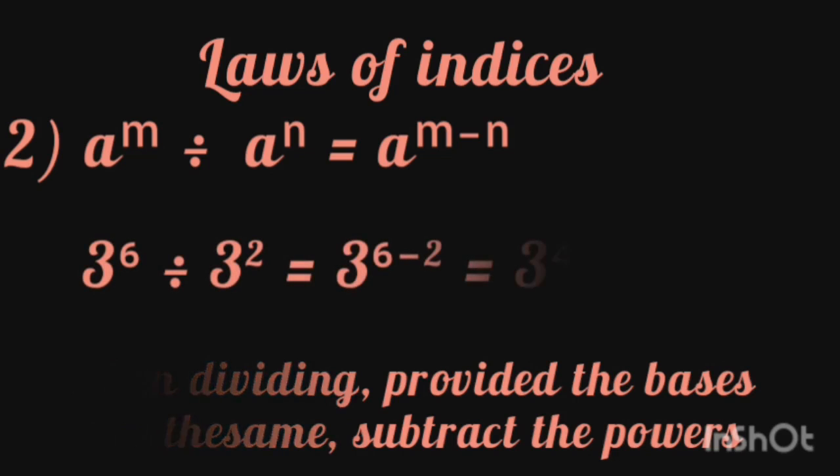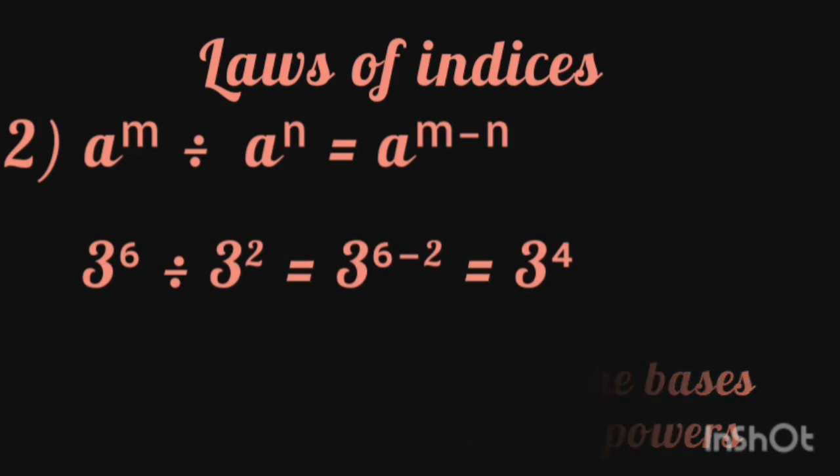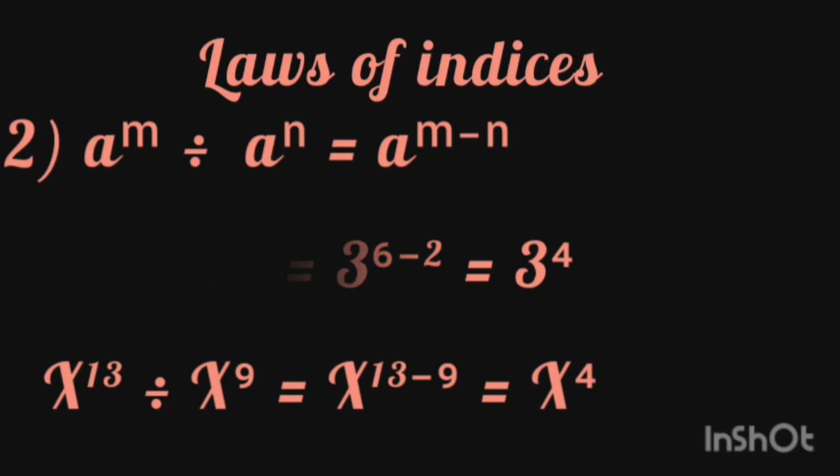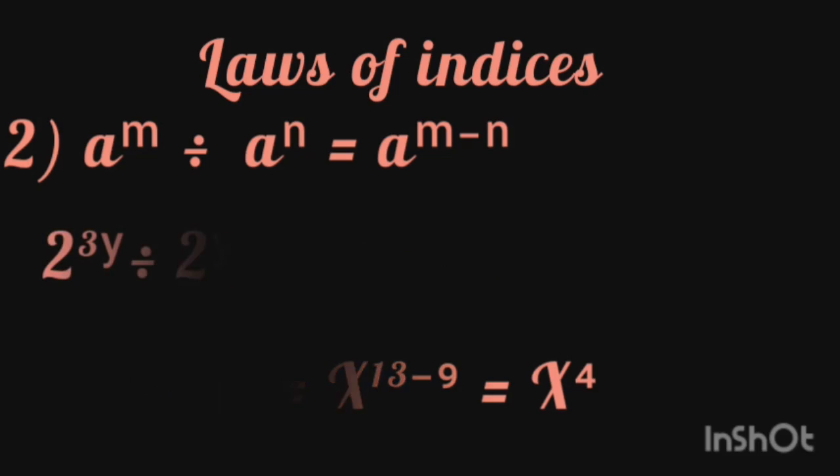For example, we have 3 raised to the power 6 divided by 3 raised to the power 2. We subtract 2 from 6 and we get 3 raised to the power 4. So we subtract the power on the right hand side from that on the left hand side. Another example, we have x raised to the power 13 divided by x raised to the power 9. Subtract 9 from 13 because 9 is on the right hand side. We now get x raised to the power 4.